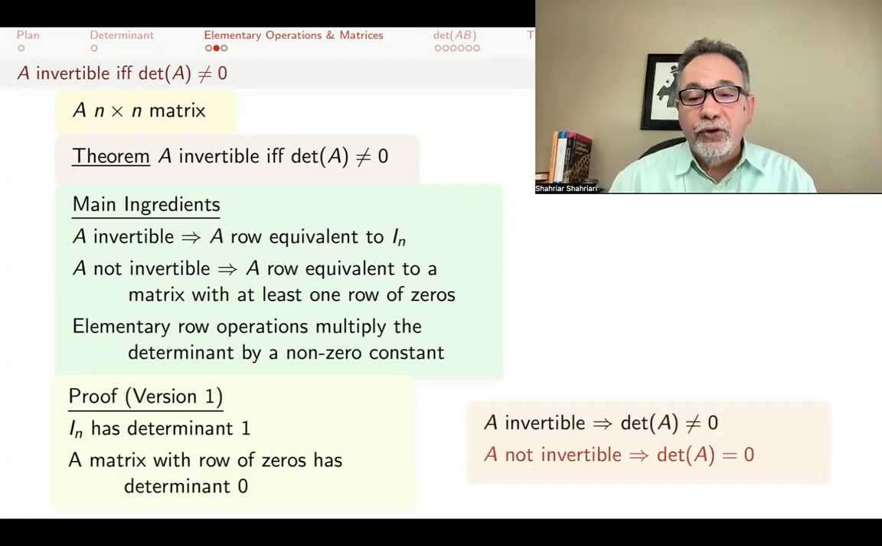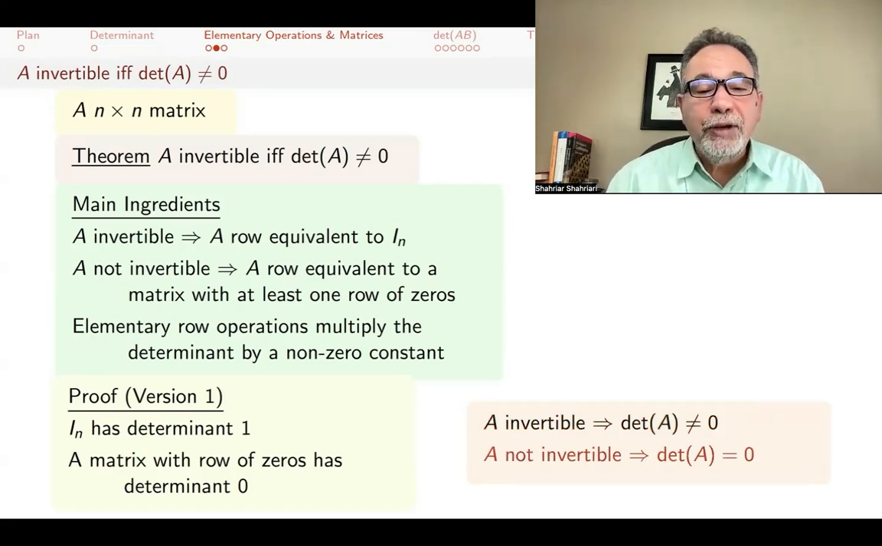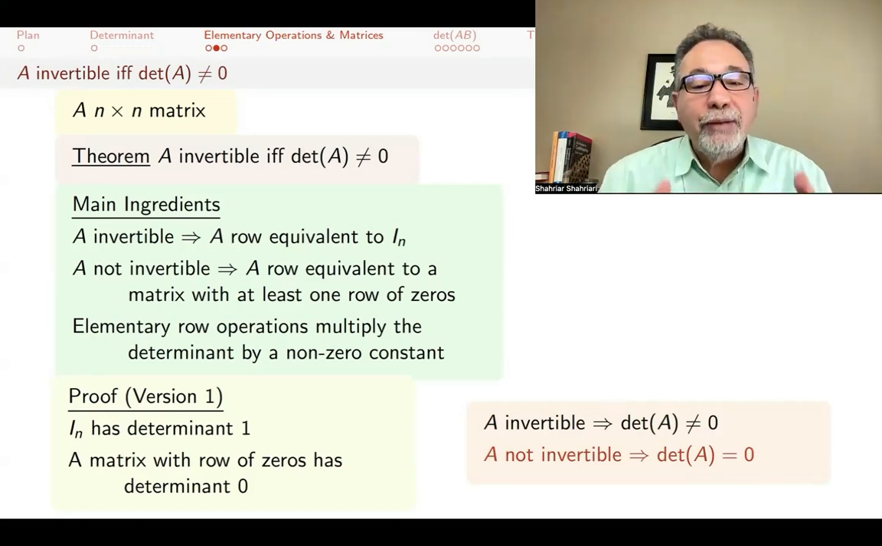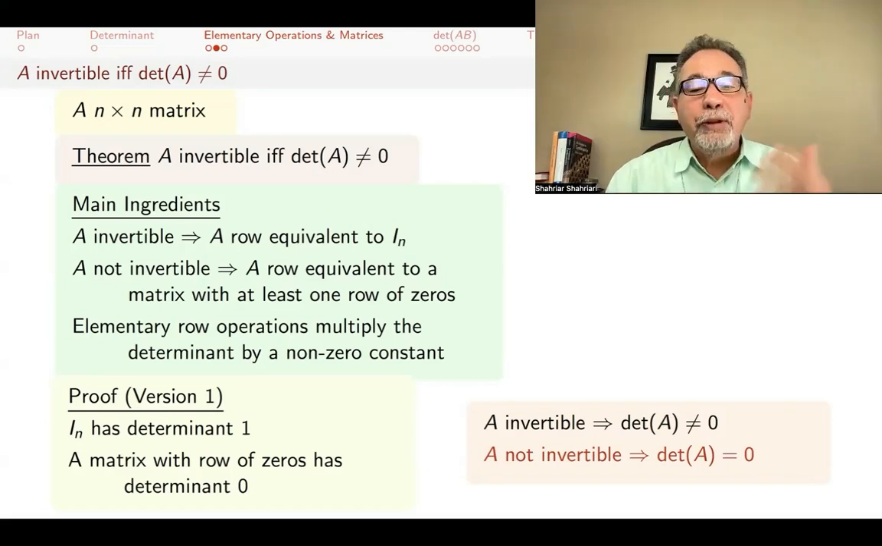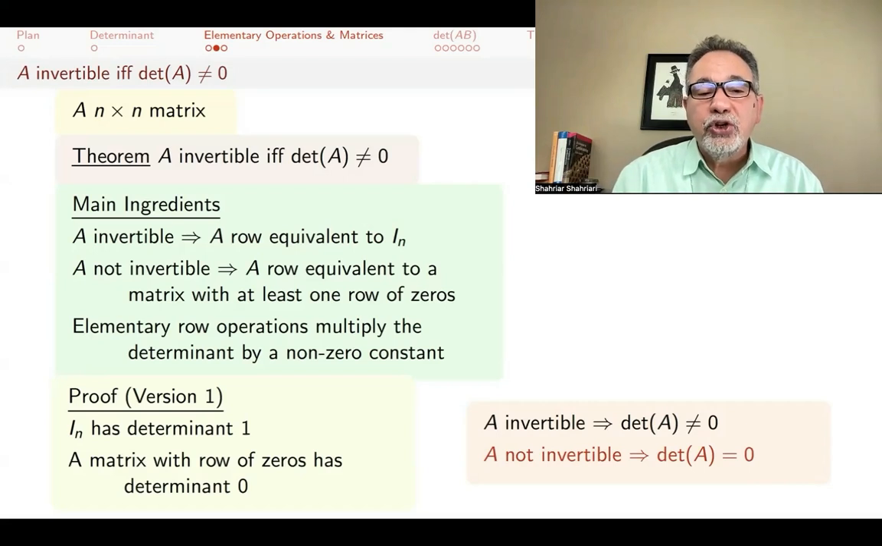If A is not invertible, then it's row equivalent to a matrix with a row of zeros. That matrix with a row of zeros has determinant 0. Now, if you keep doing elementary row operations to that, you're multiplying it by non-zero constants, and that 0 will stay 0, and so the determinant is 0.